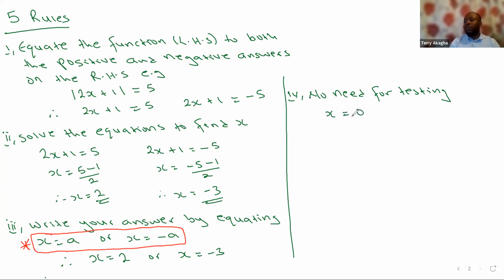Okay. There's no need for testing whether x will be equal to 0. But you can also equate y to 0 to get the vertex, okay? And that will be very important in the graphing. So you now graph the function, especially to know where the vertex is, by equating y to be equal to 0 to determine the vertex.